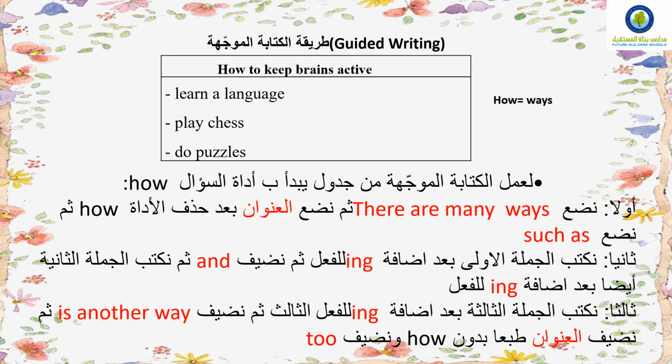Now we still have the last verb. We'll make another sentence. We start with doing puzzles. We add ing, then we add is another way. Doing puzzles is another way. Then we add the title. Of course, we have deleted how. So, doing puzzles is another way to keep brains active too. We add too, as you can see here in front of you.